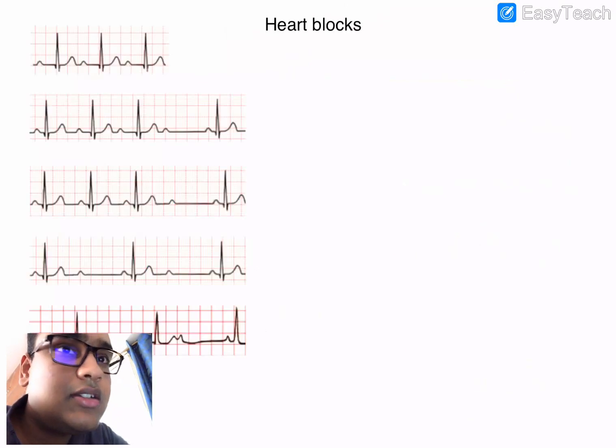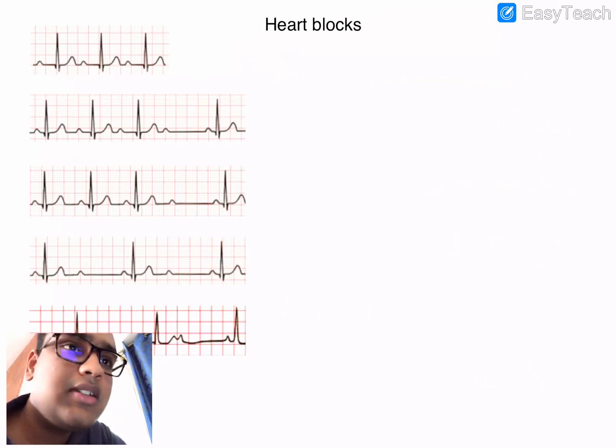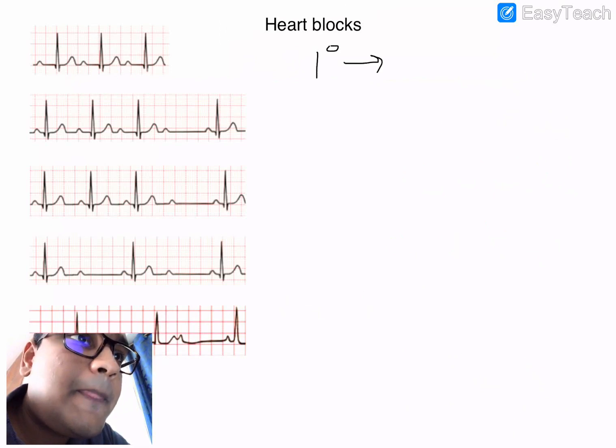So let's look at the ECG. This is a first degree heart block. In first degree heart block, the important finding is an increase in PR interval.